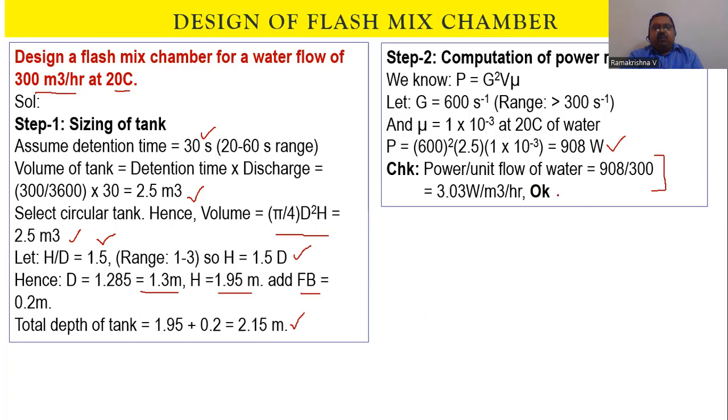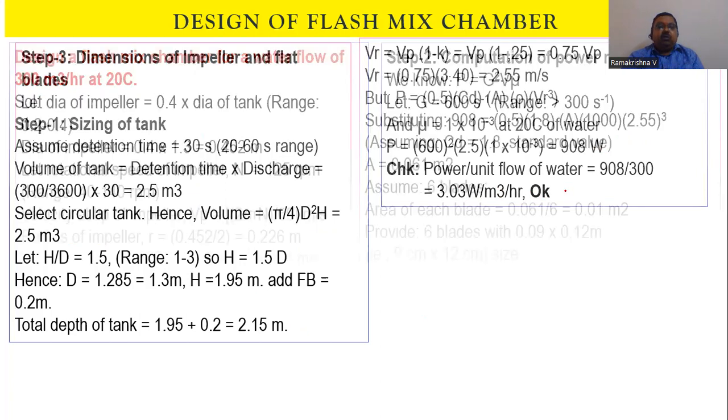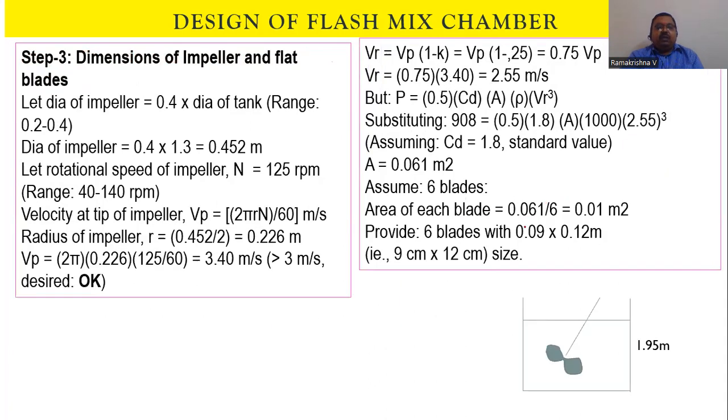Power per unit flow of water: the total power required divided by 300 meter cube per hour, which is around 3 watt per cubic meter per hour. So that is within the range, so it is okay. Now let us go for the sizing of the blades and impellers.